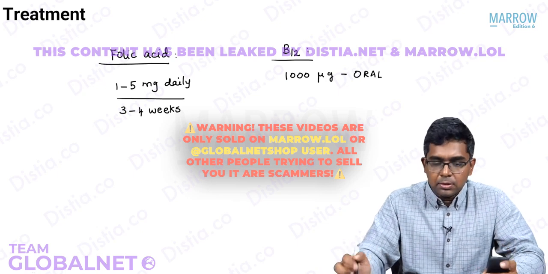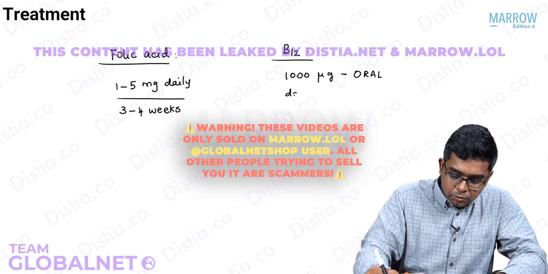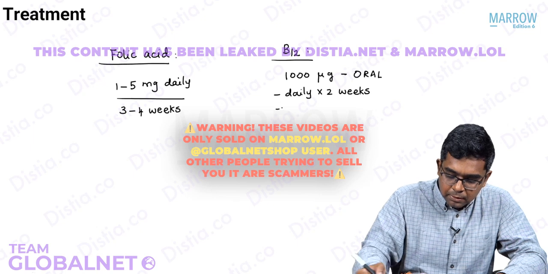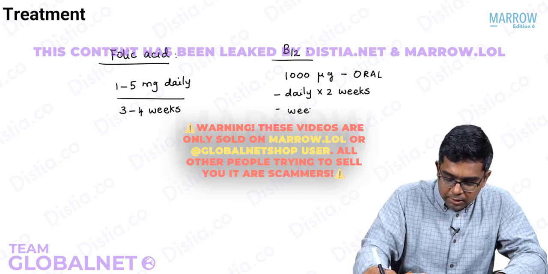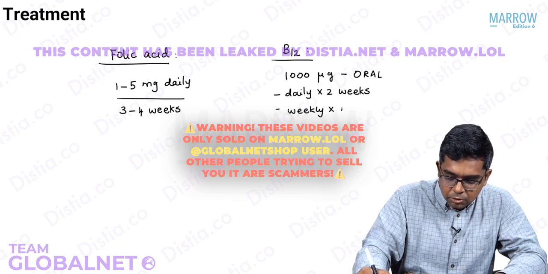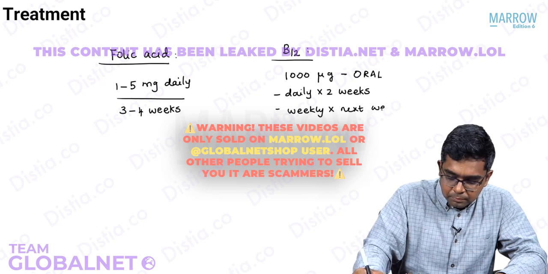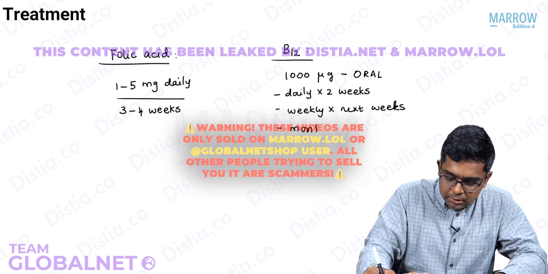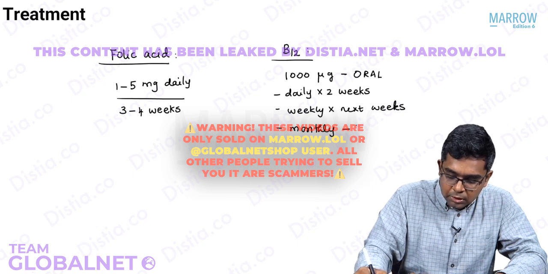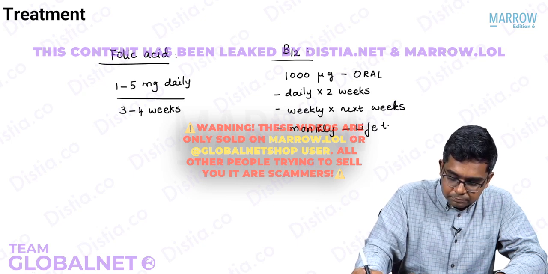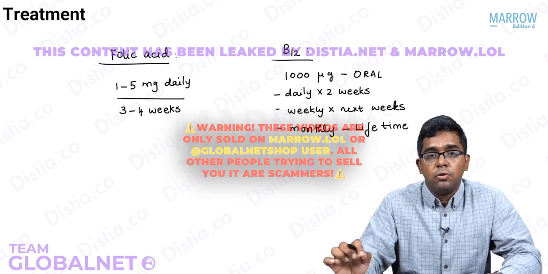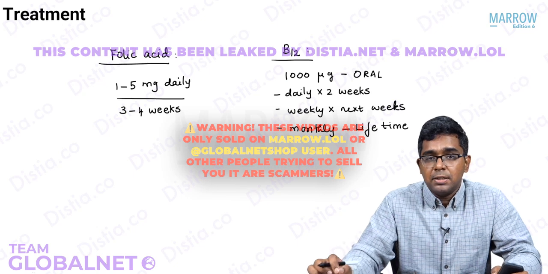Now you give this 1000 microgram daily for 2 weeks. Then you give the same dose, 1000 microgram weekly, that is once a week, for the next 2 weeks. And then 1000 microgram monthly, that is once a month, usually for a lifetime. This is the usual treatment regime followed for megaloblastic anemia.